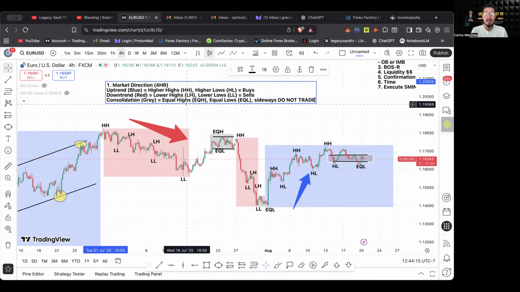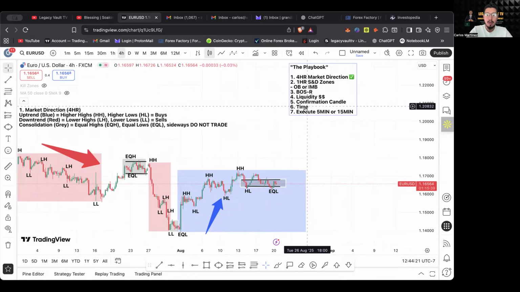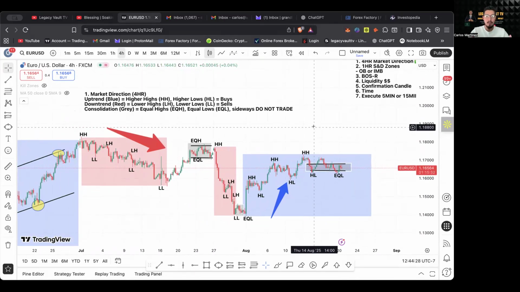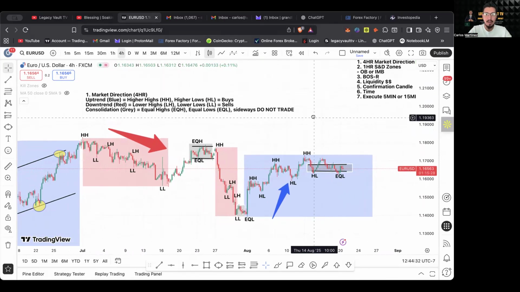You want to wait until there's a break of structure. And we'll talk about break of structure on the third step in the playbook, but that is in later calls. And I'll be posting recordings in the future for each and every single step.